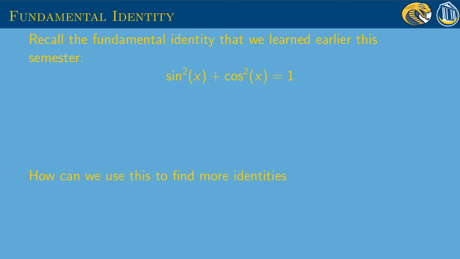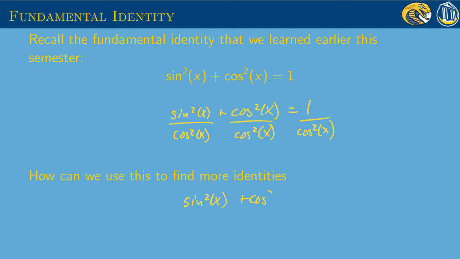And as we did in class, we can take this identity, sine squared plus cosine squared equals 1, and divide each term by, let's say, cosine squared x. Alternatively, we could take our same identity and divide each term by sine squared x. Using our definitional and reciprocal identities from before, what did these simplify to?